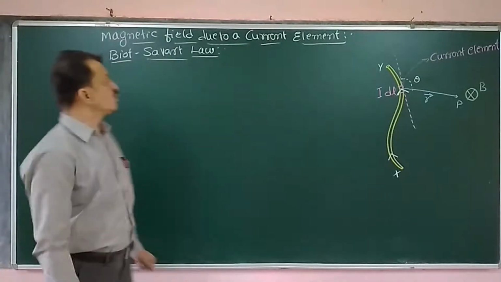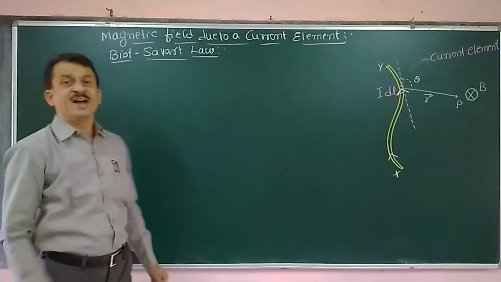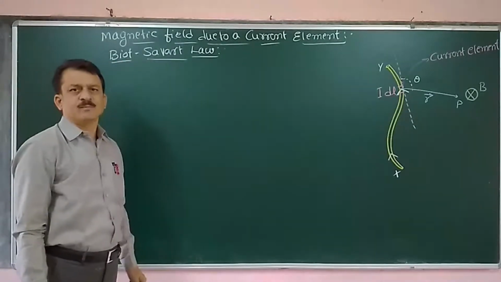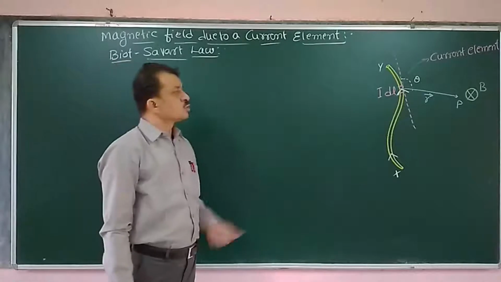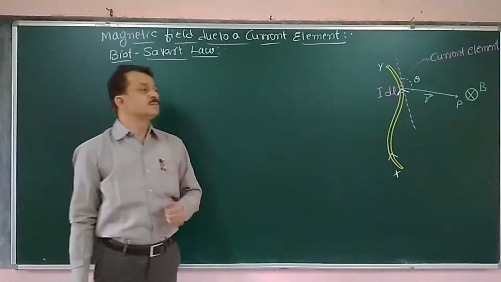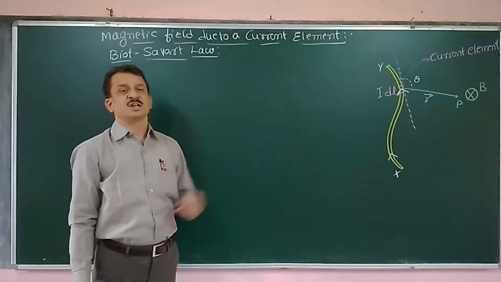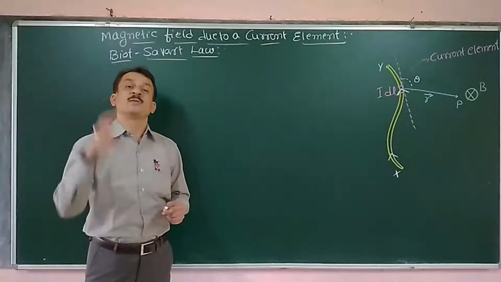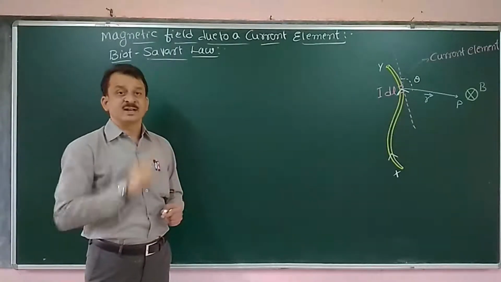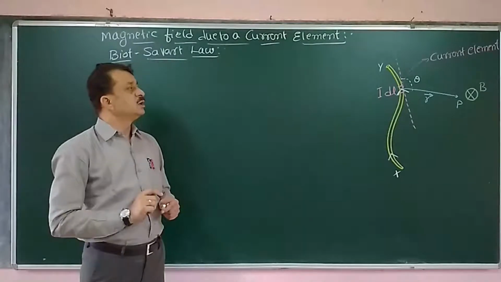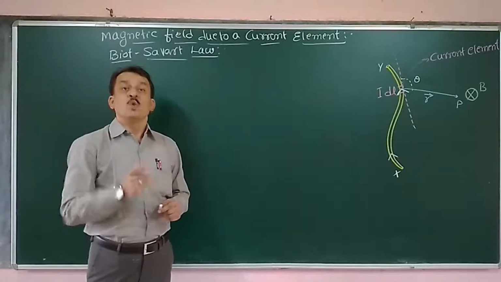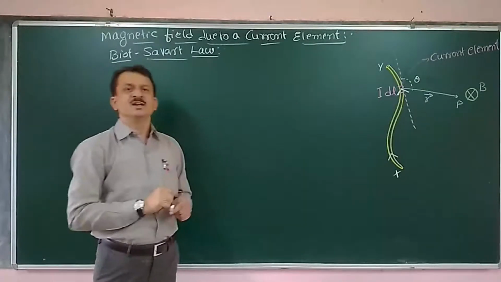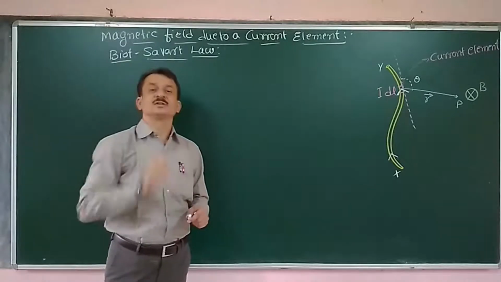Next, we will study the new concept, magnetic field due to a current element. In that, we are going to study Biot-Savart's law. So far, the magnetic field we have studied has been external. We have applied an external magnetic field to a point charge, and to a current carrying conductor. Now, in this concept, we are going to study the relationship between the source of magnetic field and the magnetic field at a particular point.